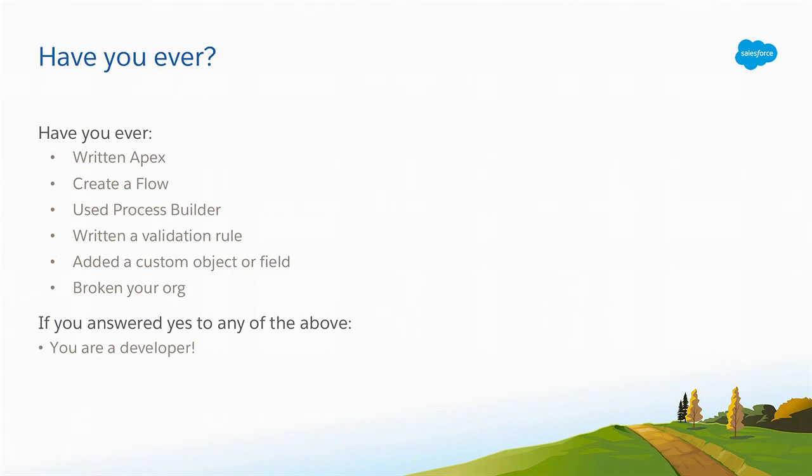Now, here's a tough question. Who's written Apex in the room? Woo! Good. Who's written a flow? Wow, thank you. Process builder? Who has tested their flow or process builder already? Woo! A few of you, all right. Preaching to the choir. Who's written a validation rule? All of you owe Steve a beer, right? Who's written a custom object, custom field? Quite a few of you. Who's broken their org? No shame in this one.